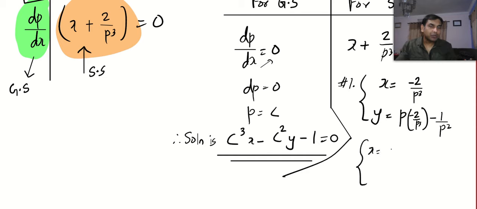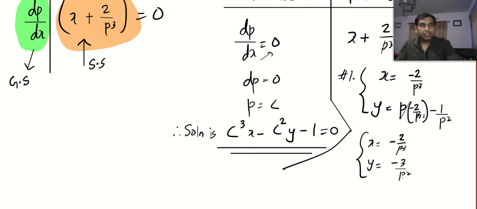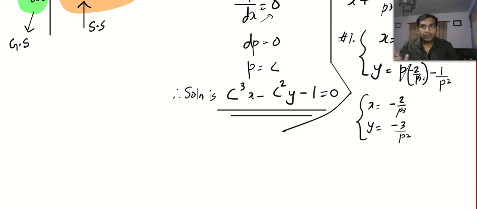So x equal to minus 2 by p cube and y is equal to minus 3 by p squared. So look at this. This is a well accepted solution. This is called parametric solution.